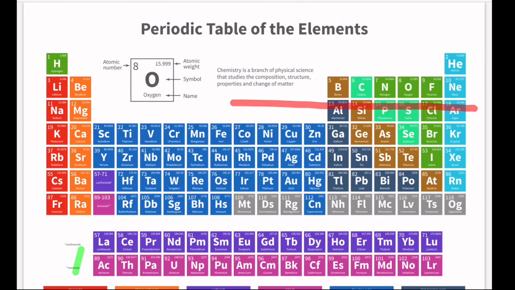Well, I'm going to draw lines on this table based on which things are bigger and which things are smaller. So do you think the ones on the right are going to be bigger or the ones on the left are going to be bigger? Well, it turns out as we go right to left, they tend to get bigger. This is the bigger direction.